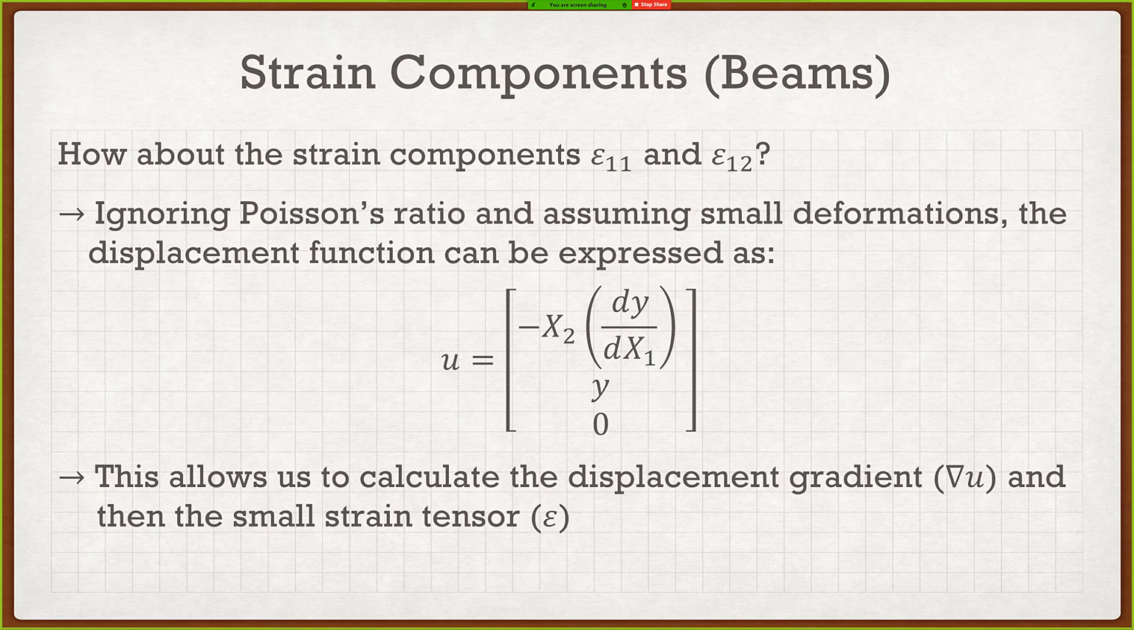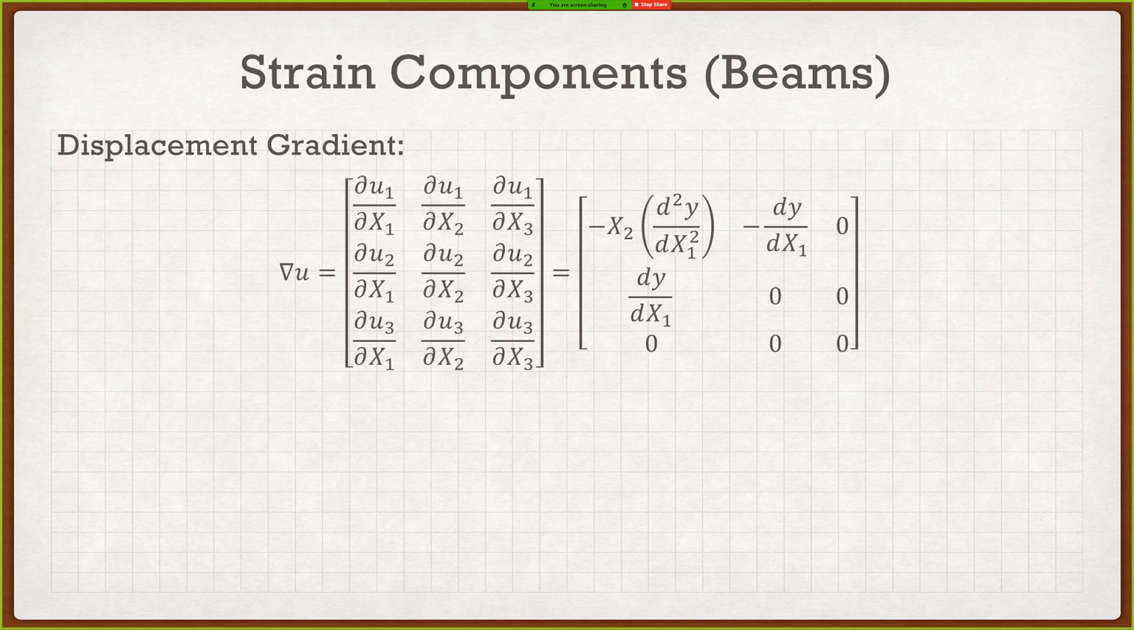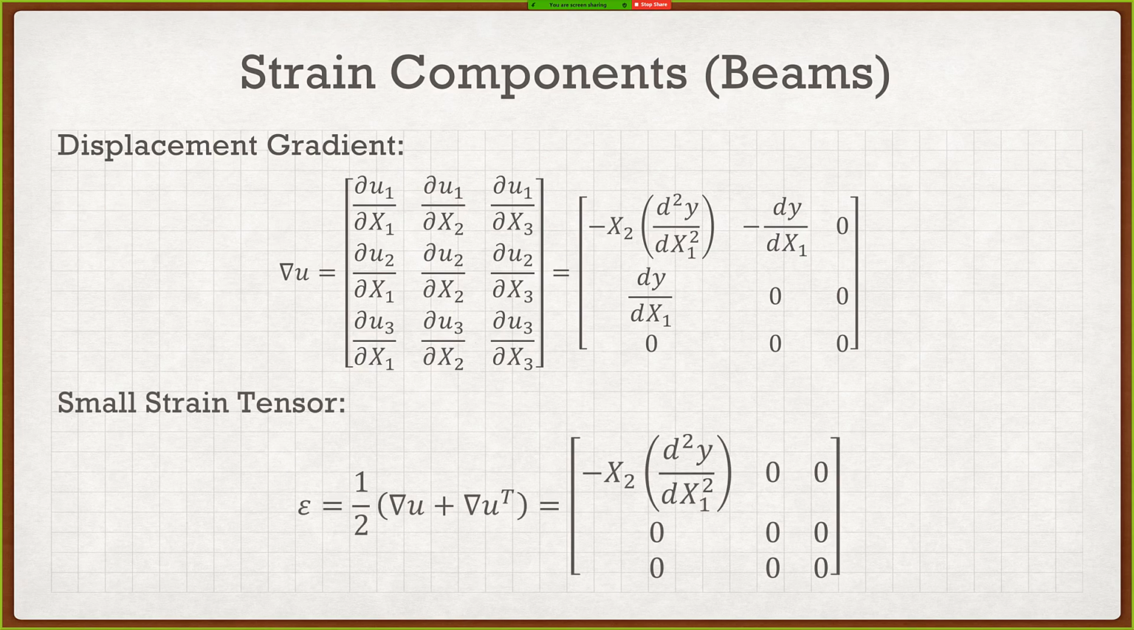So if we have our displacement function u, we can simply find the displacement gradient using this big long formula, but luckily for us, it simplifies quite nicely. Now we have our displacement gradient. How do I find my small strain tensor? Well, there's a nice formula where the small strain tensor is simply 1/2 multiplied by the displacement gradient plus the transpose of the displacement gradient. And what does that give us? That gives us the following, where epsilon 1,1 is equal to -x2 multiplied by the second derivative of that deflection function, which is great because x2 is just x2, no big deal, but that deflection function y is our only unknown, and we know what that is, so we're good to go.